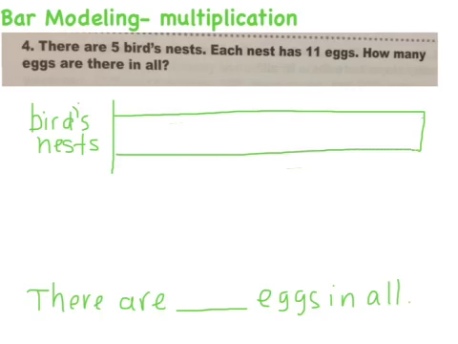We're going to see that there are 5 nests, so I'm going to divide it into 5 parts. And even though they're not quite all equal, we know that each one of them has 11 eggs in them, so I'm going to put the 11 in there.